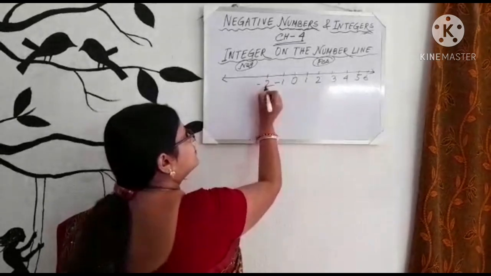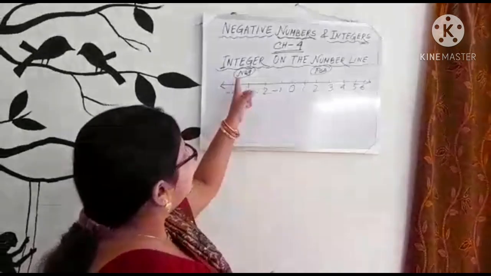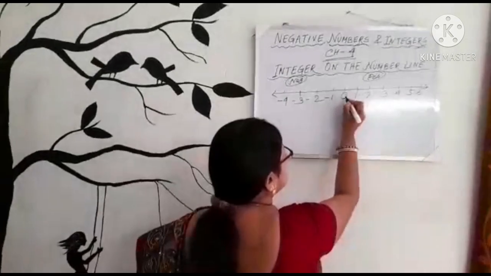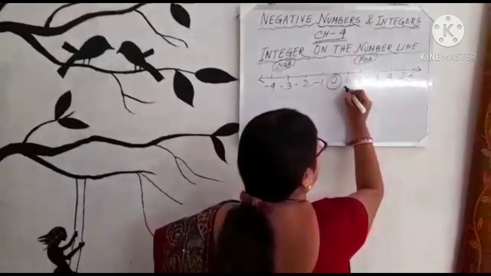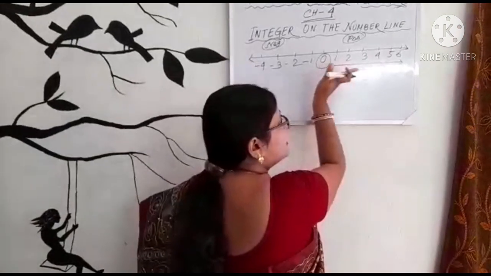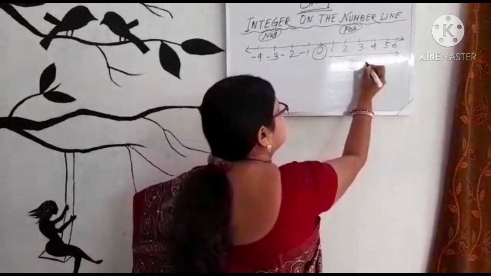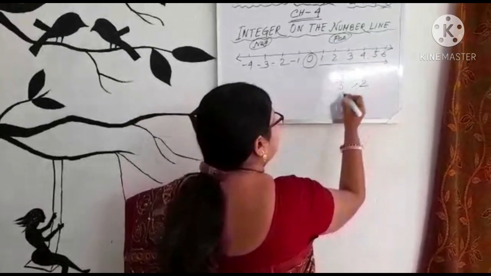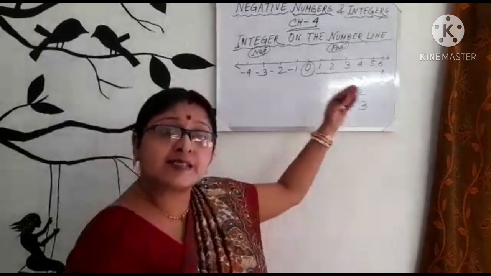Clear? Minus 1, minus 2, minus 3, minus 4. This is a number line. Integers on the number line. Clear? One thing you see, here 0 is there. Clear? On the right hand side, all the numbers are in ascending order. Okay? That means all the numbers are increasing. Here 2 is greater than 1. 3 is greater than 2. 4 is greater than 3. Okay? All the numbers are in ascending order.